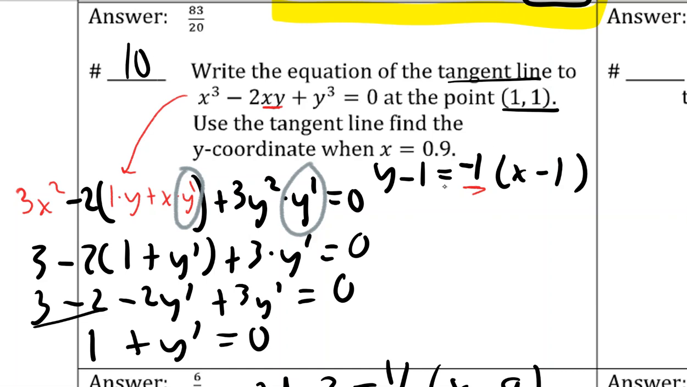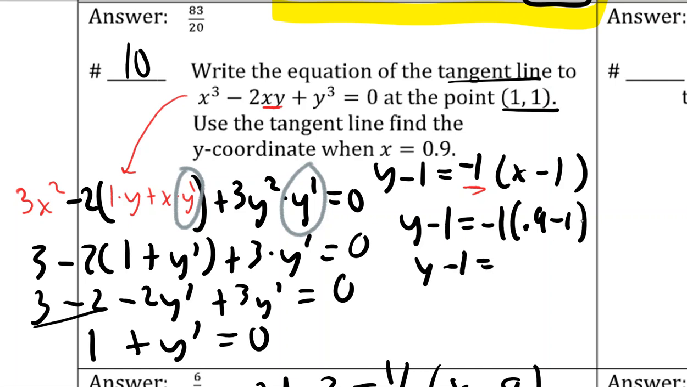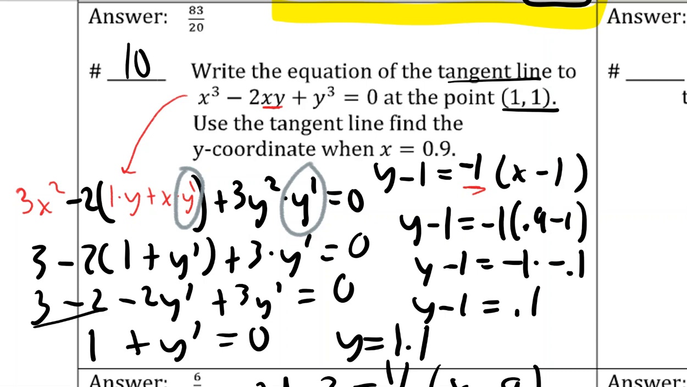And now we just want to know what happens if we use this line to approximate at 0.9. So this becomes negative 0.1, times a negative makes it a positive 0.1. Add 1 to that, looks like y is 1.1, and 1.1 as a fraction is what? 11 tenths.